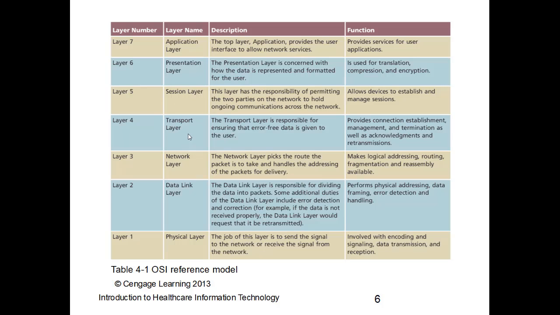Layer 4, transport layer, is responsible for ensuring that the data is error-free and given to the user. Layer 5, the session layer. This layer is responsible for allowing the devices to establish a connection between one another. Layer 6, the presentation layer, is concerned with how the data is represented and formatted for the user. So compression, encryption, translation. And layer number 7, the application layer. This allows the user to have access to network services.